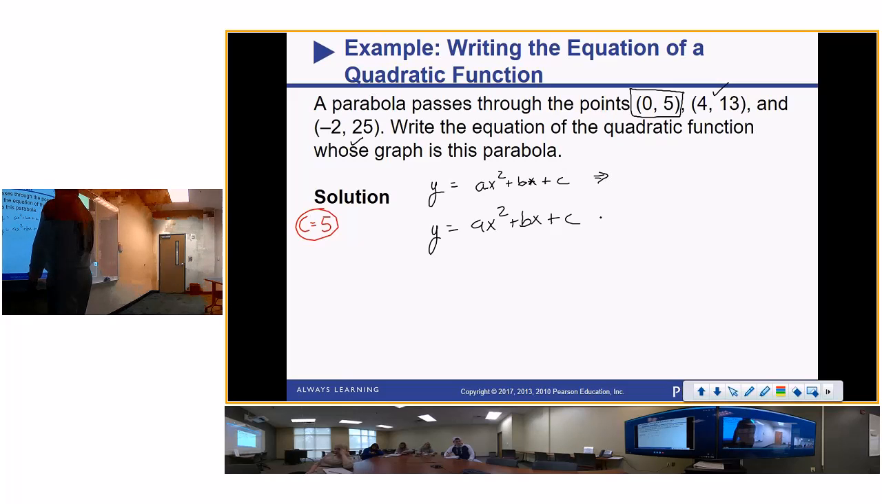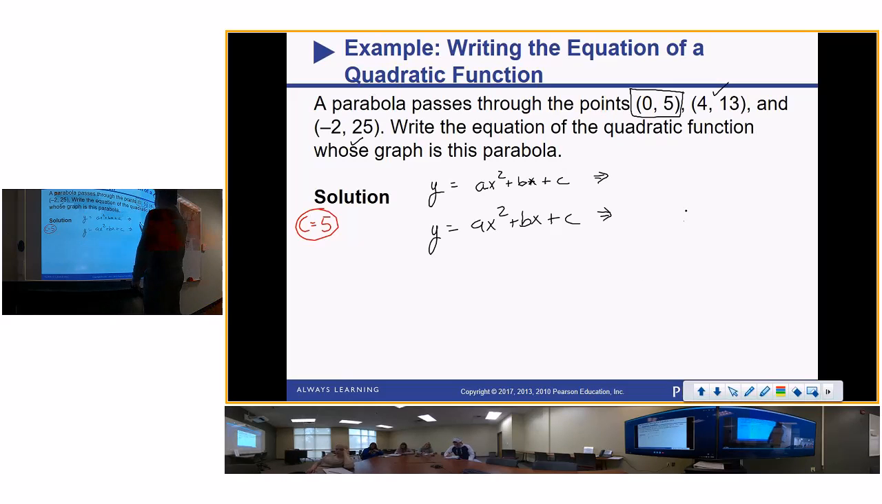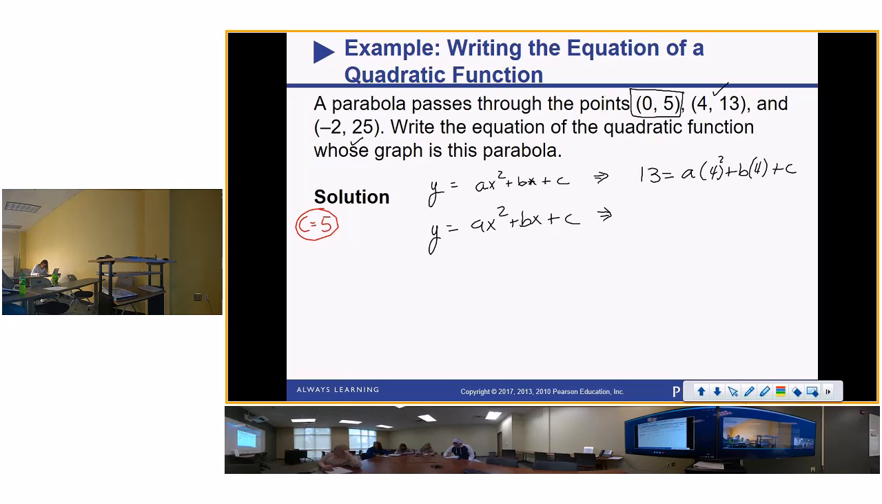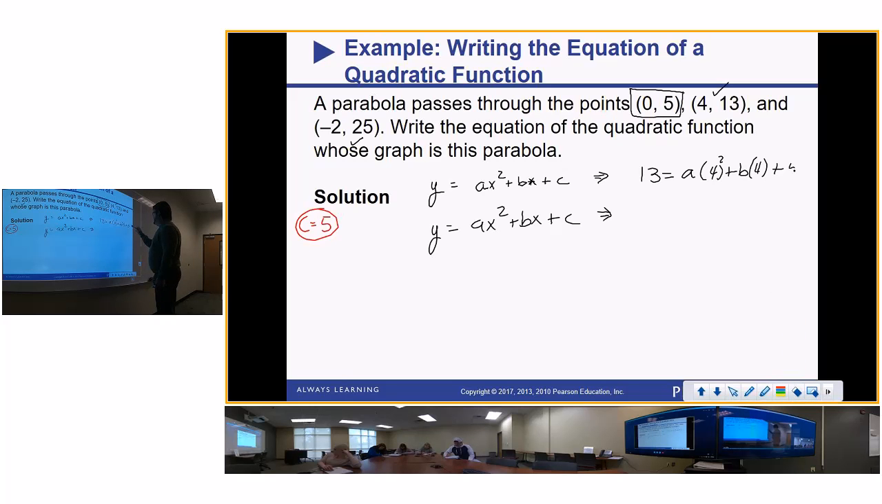I'll start you off if you need it. So 13 is equal to a times 4 squared plus b times 4 plus c, which is plus 5. There you go. And then the next one is going to be 25 equals a times negative 2 squared plus b times negative 2 plus 5. All right, work with those two.